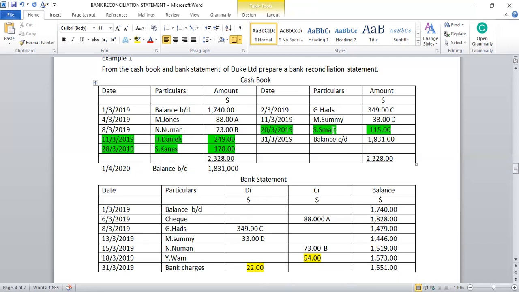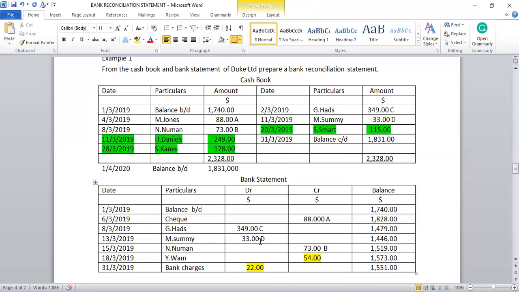Okay, the next one. 11th March 2019, M Sami, $33. It is here. When we come here, the same thing is there: 13th March 2019, M Sami, $33. So we take it. Then we have 23rd March 2019, S Smart, $115. But when we come here, it is not here. So we note it down. Later on, I will explain why.